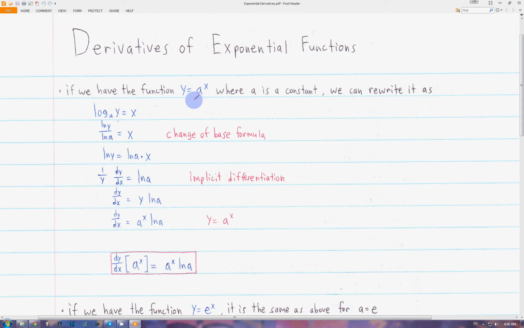And then if we look at our original function, y is the same thing as a to the x. So we have dy dx is equal to a to the x times ln of a. So if we have any exponential function, a to the x, where a is the constant, then the derivative will be a to the x times ln of a.